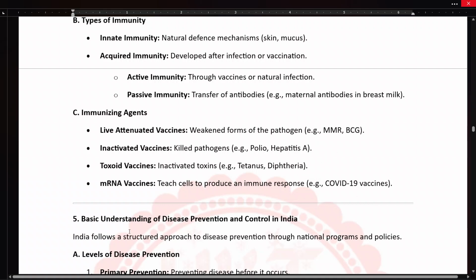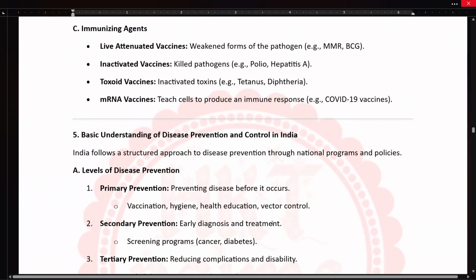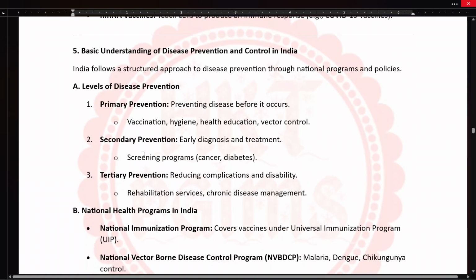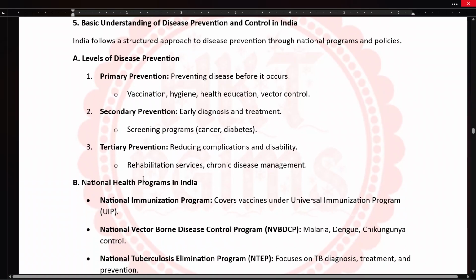Next, we have basic understanding of disease prevention and control. India follows a structured approach to disease prevention through national programs and policies. Levels of disease prevention: primary prevention, secondary prevention, tertiary prevention. Primary prevention includes preventing disease before it occurs: vaccination, hygiene, health education, vector control.